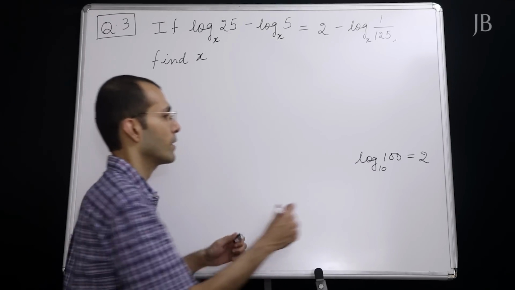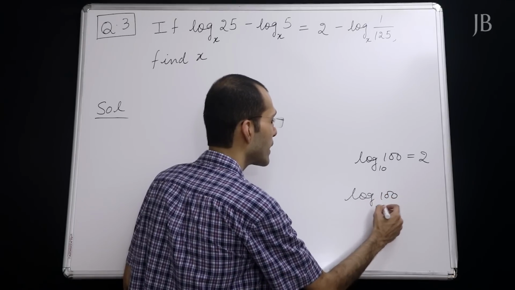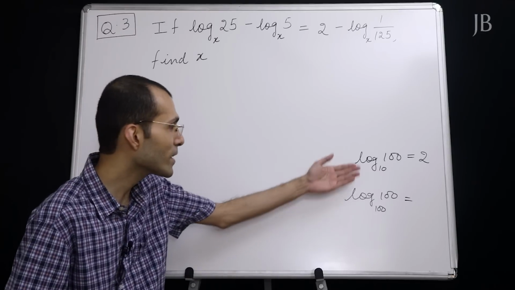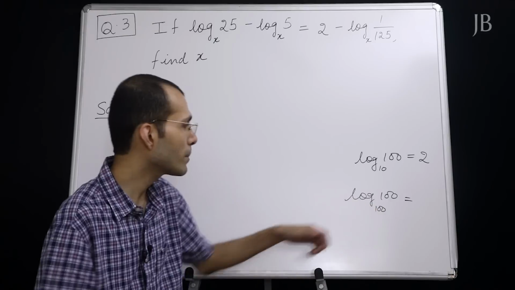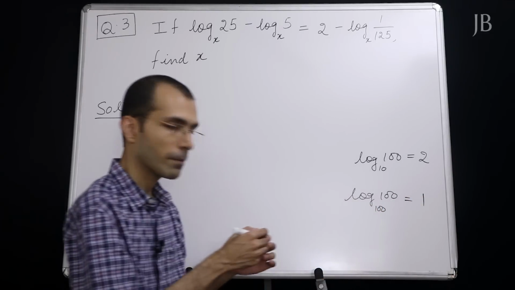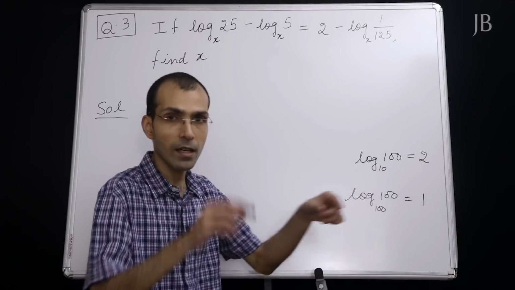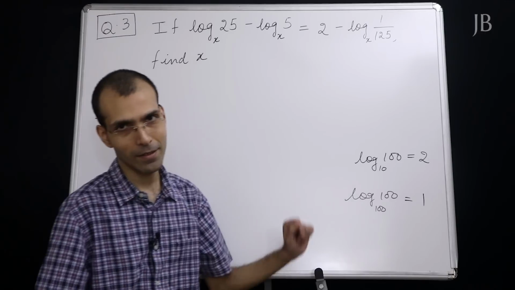Now see, log 100 to the base 100 will be how much? I am taking the log of the same number. We are just changing the base, so naturally the answer will change. Log 100 to the base 100 will be 1, because 100 raised to 1, not into 1, will give me back this 100.